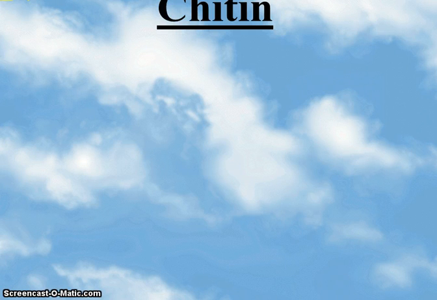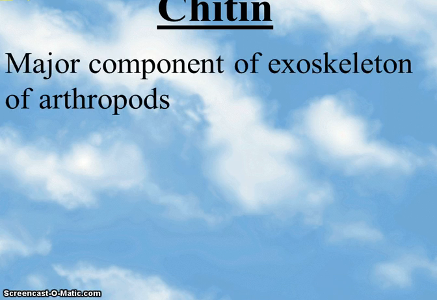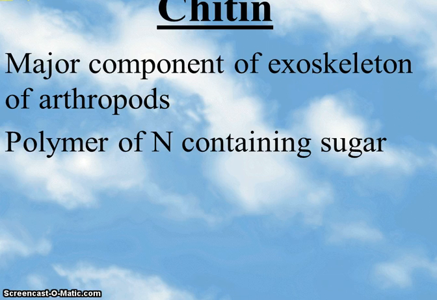So let's look at a couple of other examples of polysaccharides. One would be what we call chitin. Chitin is the major component in the exoskeleton of arthropods. Arthropods are things like insects and crustaceans like lobsters. They're the things that crunch when you step on them. When we look at these chitin molecules, they contain carbon, hydrogen, and oxygen, but they also contain nitrogen, which gives them their strong structure.